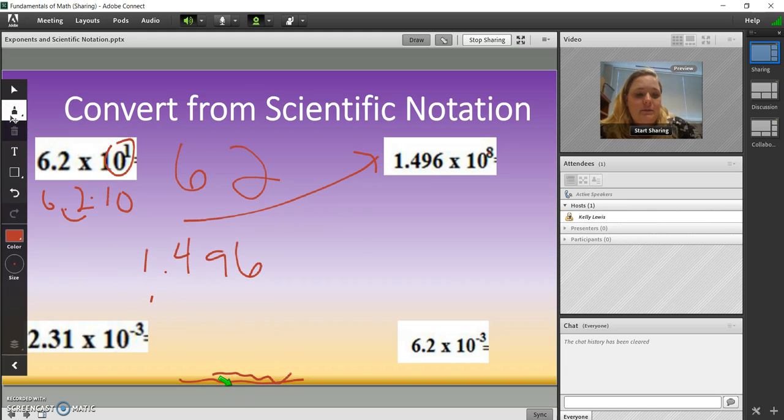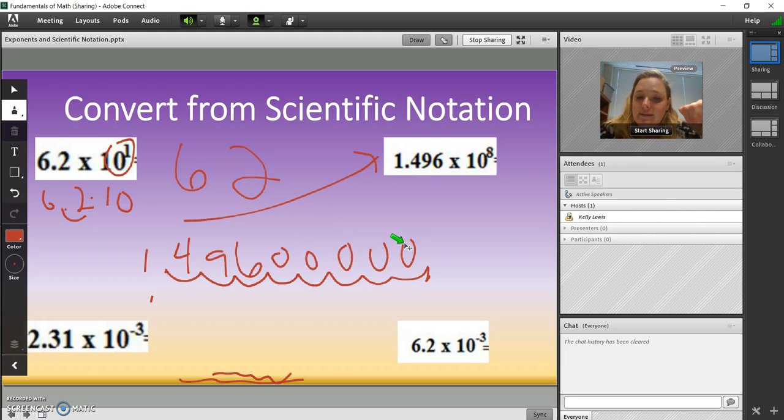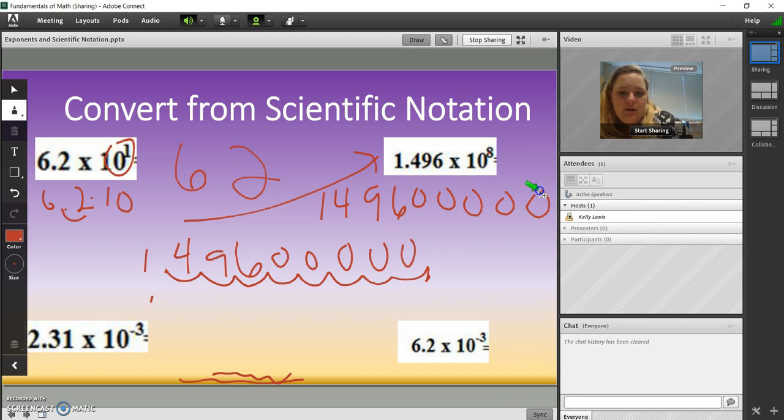All right, we're going to need to go 8 times. 1, 2, 3, 4, 5, 6, 7, 8. Put a dot, and then fill in our spots. It doesn't mean you write 8 zeros after the number. You move 8 spots because you're really multiplying it by so many powers of 10. So 1, 4, 9, 6, 0, 0, 0, 0, 0. So 149,600,000. That's your answer for that one.